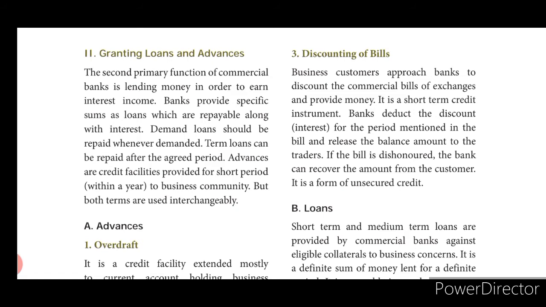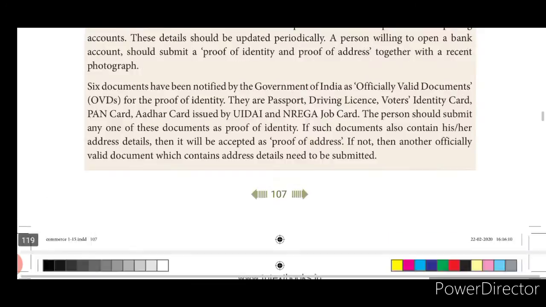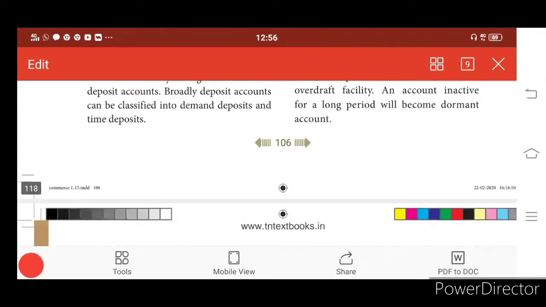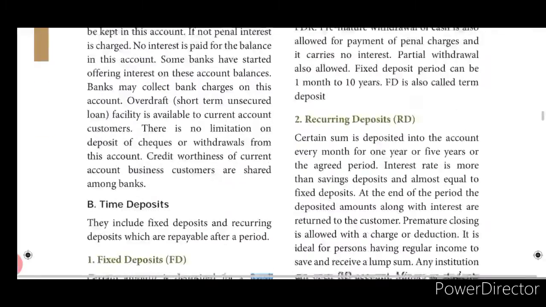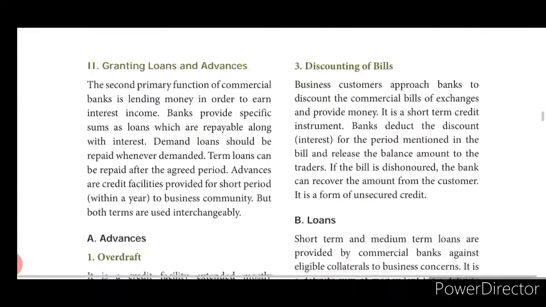The first one we saw is accepting the deposits. The next category that we saw is granting loans and advances. Now we are going to see the functions of a commercial bank, the second category, that is granting loans and advances. I will show you in your textbook. The first primary function we saw is accepting deposits. We completed that fully. Granting loans and advances we are going to see now.